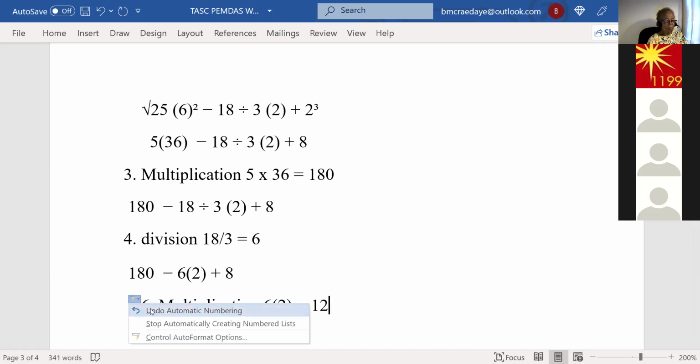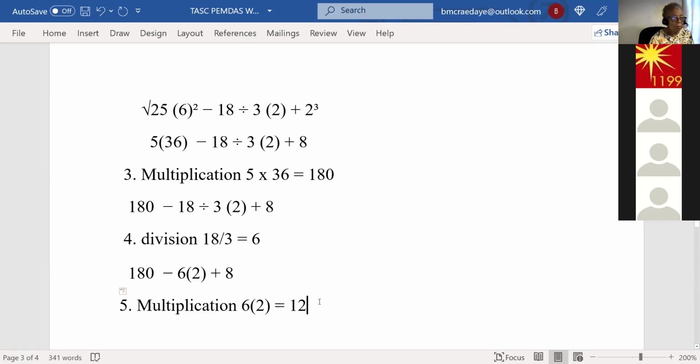You got number 6, but it's number 5. Yeah, I know. Because it's numbering automatically, and I have to take that off.